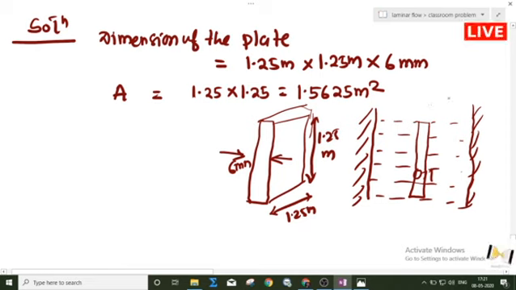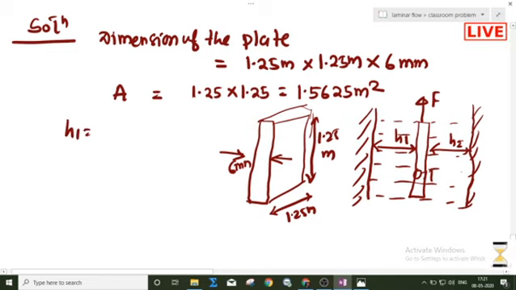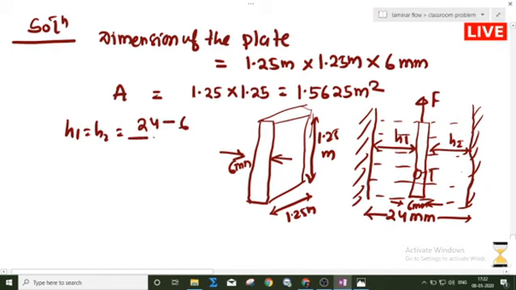Okay, now it is pulled by a certain amount of force. What will happen? Now first of all, find out the gap. If you have to find the gap, this is H1 and this is H2. Suppose H1 will be equal to H2 because the plate is exactly placed at the midway. So what will H1 or H2 be equal to? This gap is given to you as 24 millimeter, and this is 6 mm. So 24 minus 6 divided by 2 is coming out to be 9 mm.